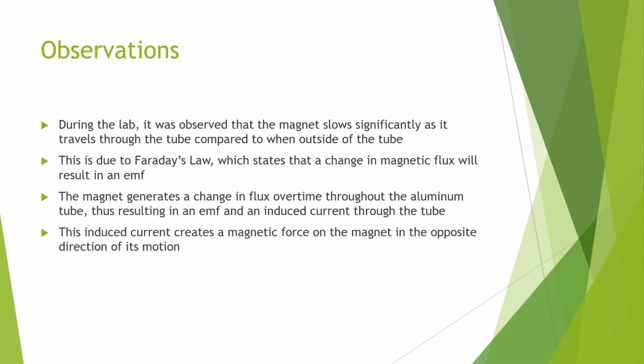During the lab, it was observed that the magnet slows significantly as it travels through the tube compared to outside of the tube. This can be linked to Faraday's law, which, as described previously, states that a change in magnetic flux will result in an EMF. The magnet generates a change in flux over time as it travels through the aluminum tube. This in turn results in an EMF and an induced current through the tube, and this induced current in turn creates a magnetic force on the magnet in the opposite direction of its motion. Ultimately, this results in the magnetic force acting in opposition to the gravitational force, causing the magnet to slow as it travels through the tube.